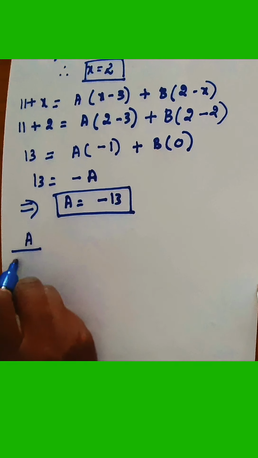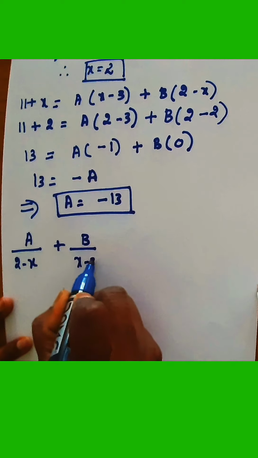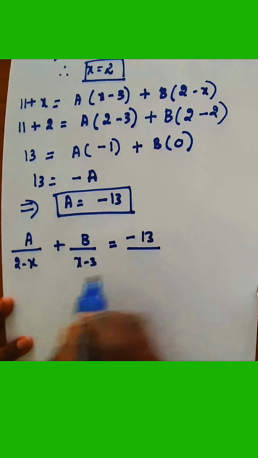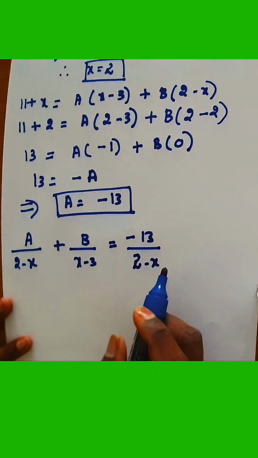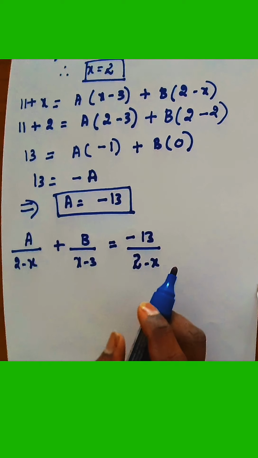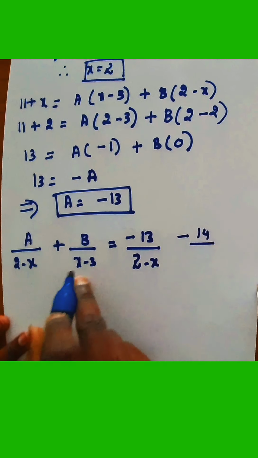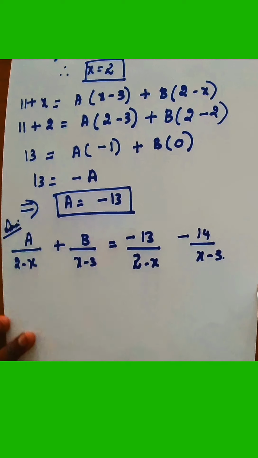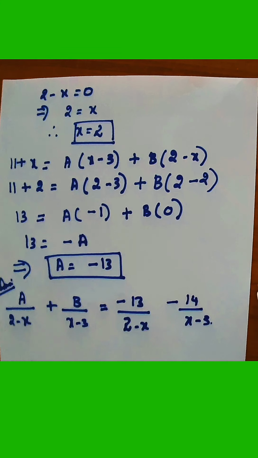a divided by 2 minus x plus b divided by x minus 3 is equal to, I'll substitute. What is a? Minus 13 divided by 2 minus x. And what is b? We got b is minus 14. So I'll substitute minus 14 divided by x minus 3. So this is the answer. You can check from your textbook. And it's very simple. When you understand the concept, it's going to be very easy.